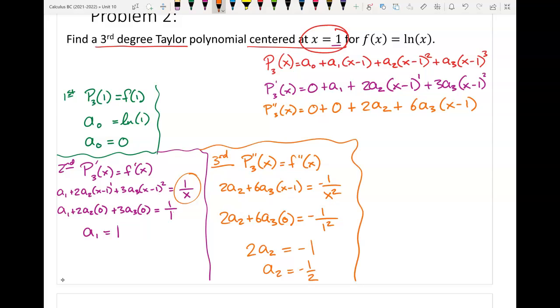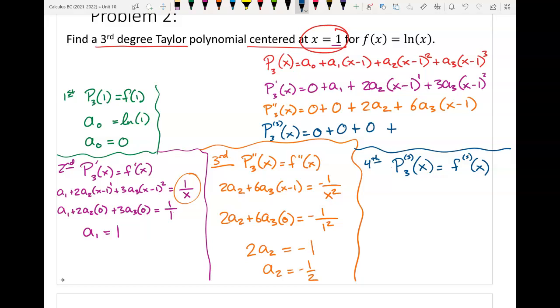All right. Now let's go ahead and do the next one, the fourth. The last one that we need to do is going to be our third derivative. If I do the third derivative, that's 0 plus 0 plus 0 plus, and I'm just left with 6a sub 3. So that's 6a sub 3.